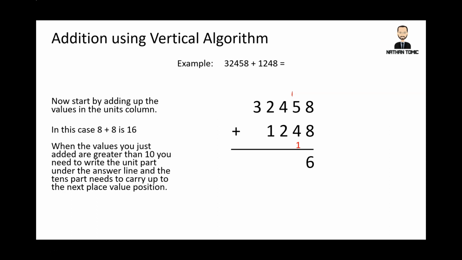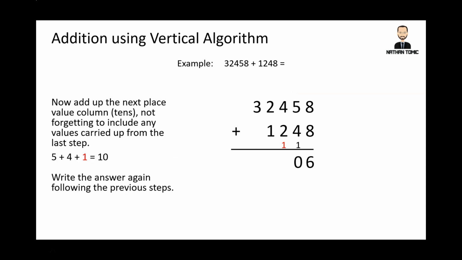We're now going to add the next values up, so we'll be adding the 5, the 4, but we'll also not forget to include the 1. So 5 and 4 is 9, of course, and 1 makes 10. So again, we write the 0 of the 10 down in our tens column, and we bring the tens part of that up to the next place value. So anything above 9 has to go up into the next place value.